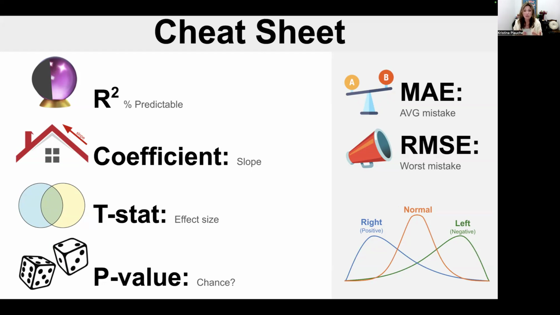MAE is the average of the mistakes I made in the taste test. RMSE highlights the worst mistake I made in the taste test. And skewness is backwards from what I think. Right skewed has a left hump and left skewed has a right hump, and normal has a hump in the middle. That's it. I hope this is helpful for you. If not, it was helpful for me to write this all down and visualize it.